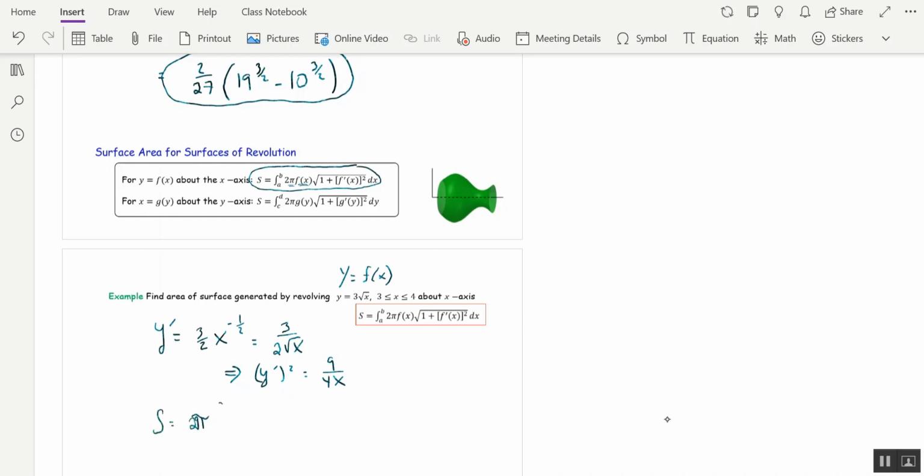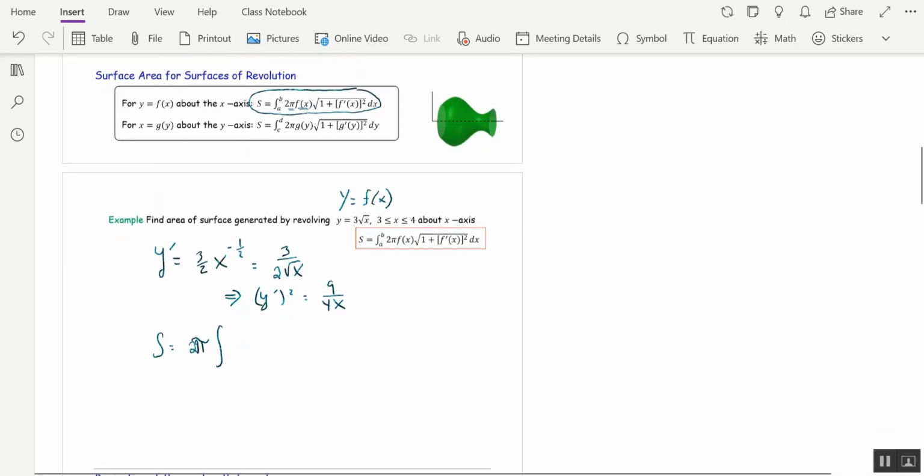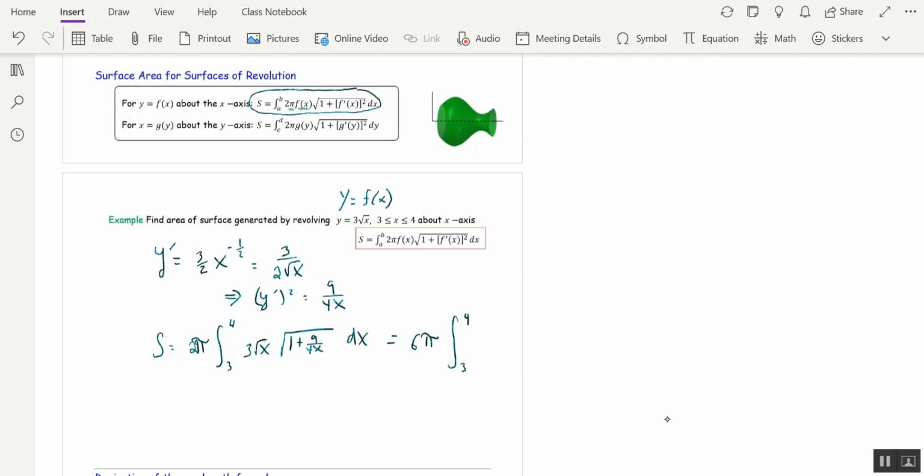I'm going to pull that out. Integral, x goes from 3 to 4. F of x is 3 root x. And then I've got root of 1 plus 9 over 4x dx. Okay, well, let's pull our constants out front. That's 6 pi integral from 3 to 4. Let's combine these two square roots, using square root of a times the square root of b is the square root of ab. So this is 1 square root, and I have x plus 9 over 4 dx.